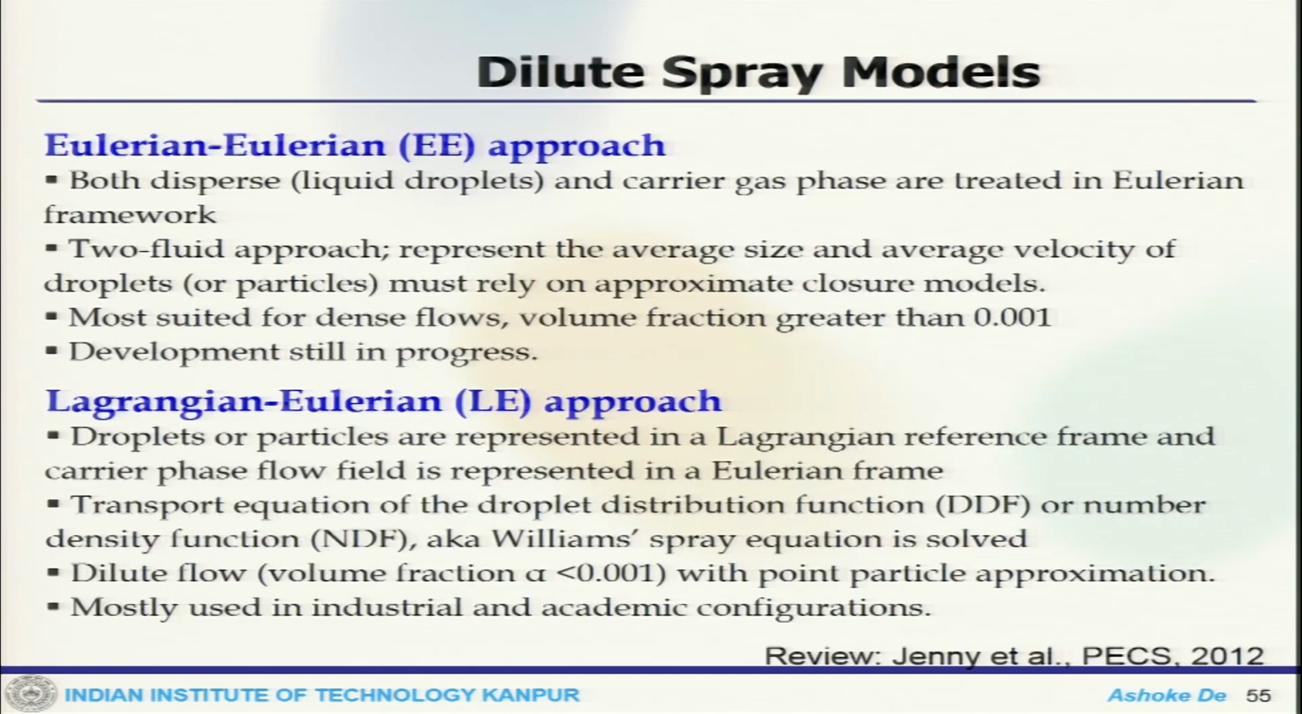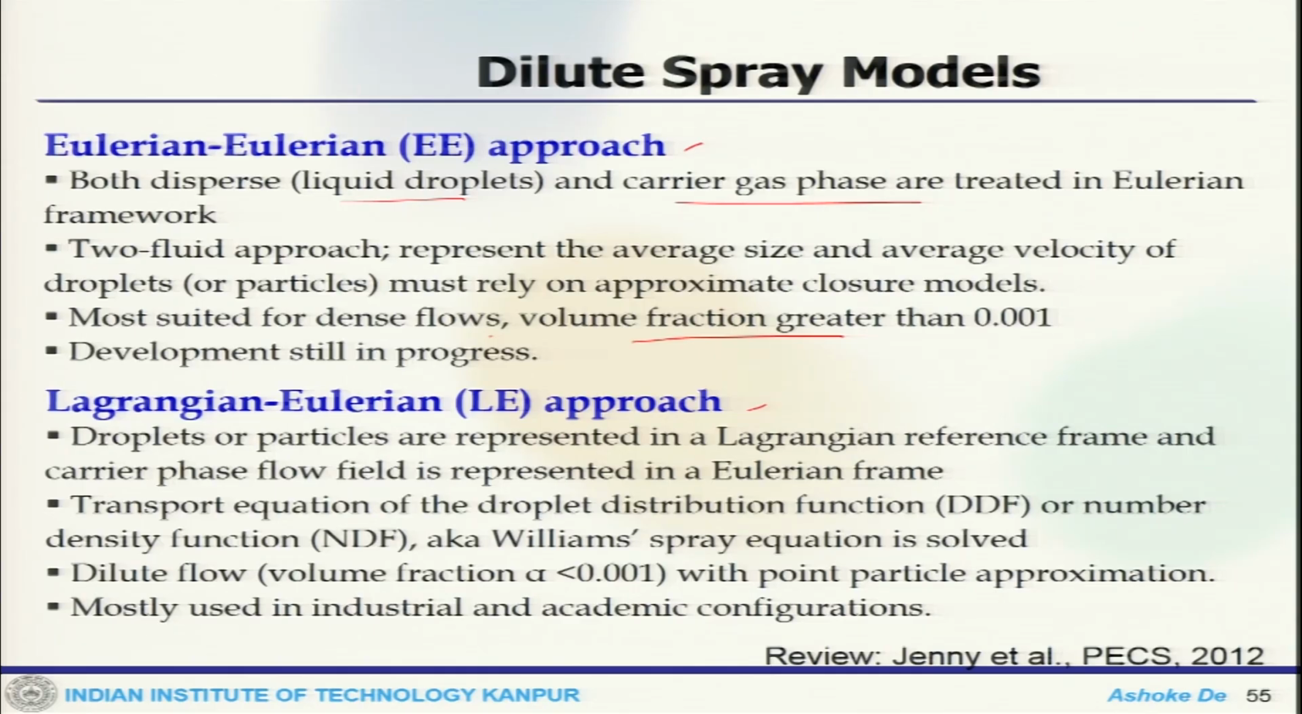Now, the approach, when you go down to the dilute spray models, how you handle that. There is an Eulerian approach and there is a Lagrangian approach. The Eulerian approach suggests that both the disperse and the carrier gas phases are treated in an Eulerian framework. So, it is a two fluid approach and represents the average size and average velocity of the droplet. This is more suited for dense flow, volume fraction greater than 0.001. Developments are still in progress.